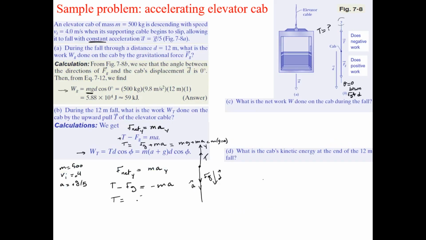I got T to be equal to Fg minus ma, which is mg minus ma. So this is going to be m into g minus a. And this is, okay, I can just substitute m into g minus g over 5. So this is m times 4 over 5 g.